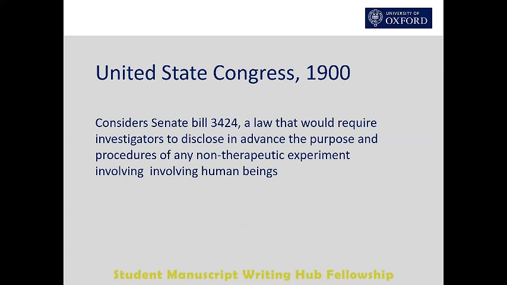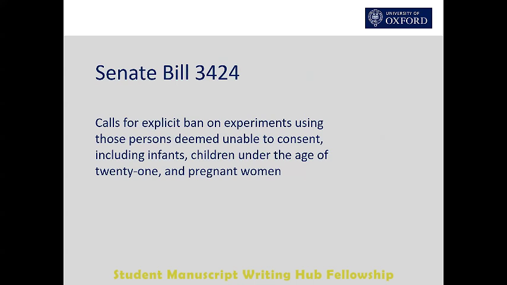In 1900, remember I'm making progress from 1847, the Congress in the US raised Senate Bill 3424, which was a law that required that every investigator must screen beforehand the purpose of their procedures involving human beings. And that was where the need for a protocol started. A protocol that needs to be evaluated and given approval before you can do studies in humans. That was when it started. Okay, so before that, you just do things in your corner. And the bill actually banned experimentation on people who were unable to give consent: infants, pregnant persons, people under the age of 21.